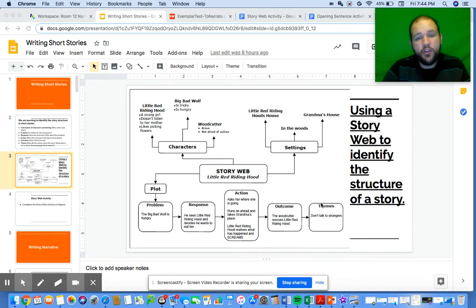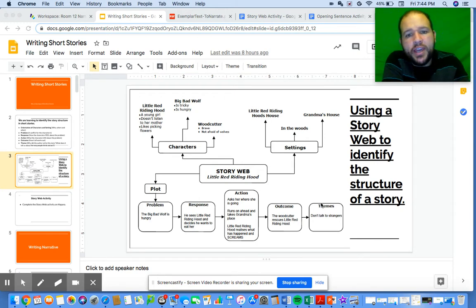So on the screen, you can see that there is an example of a story web, and this is what you're going to be creating yourself. If you see the story web, we've got Little Red Riding Hood, because the story is quite a common story. Now, if you've never read Little Red Riding Hood before, that's okay. But you can see that there's a lot of information on the screen that's going to help us understand what a story web is, and help us also to identify the main structures of a story.